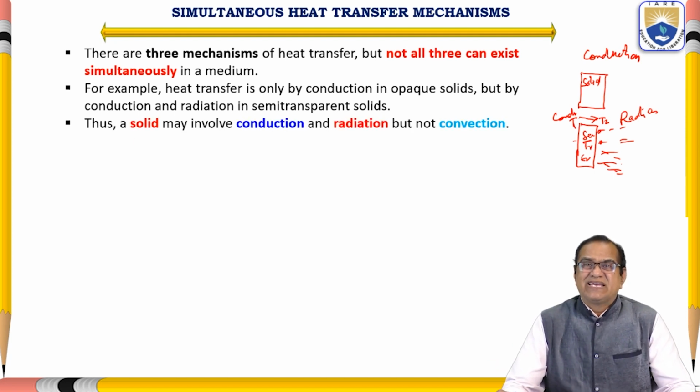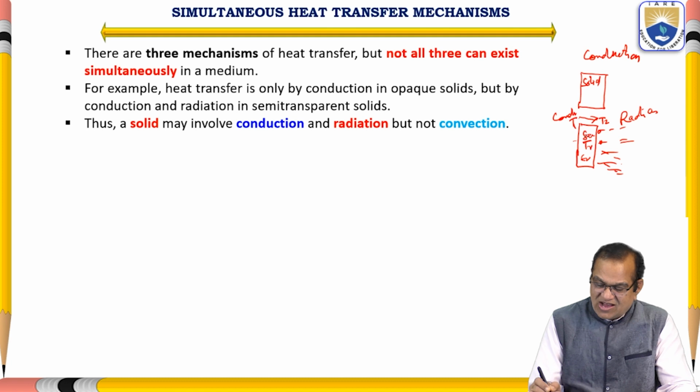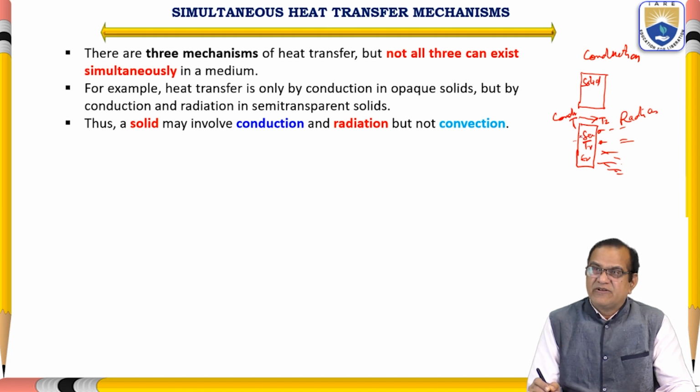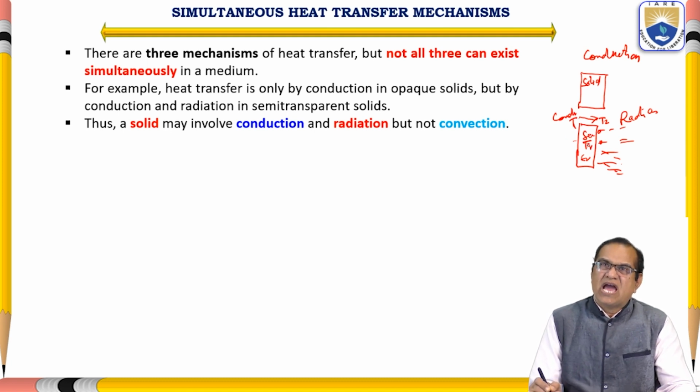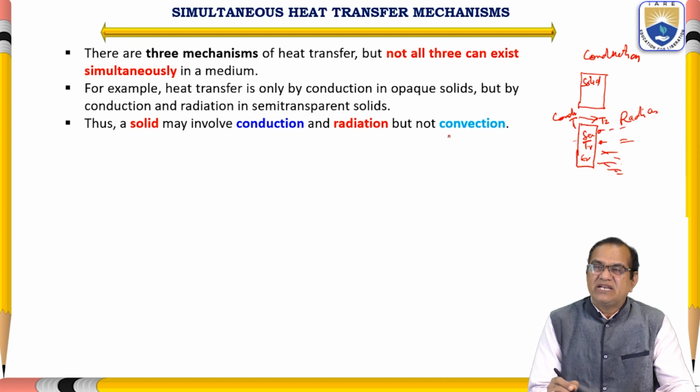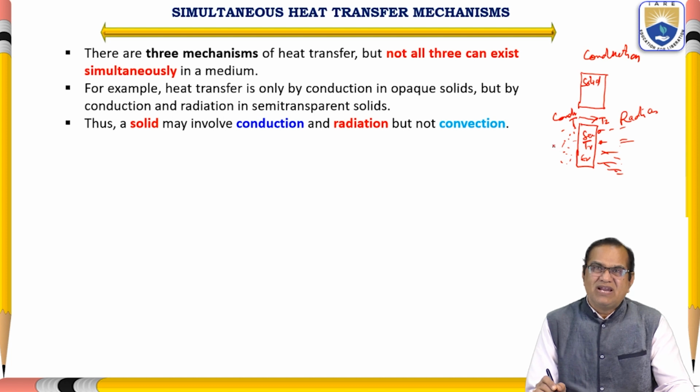Thus, a solid may involve conduction and radiation, but not convection. If only a solid is heated, it will have only conduction and radiation. Convection will not happen. Convection will happen only whenever a fluid is involved. If some fluid is here or here, then only convection will take place.